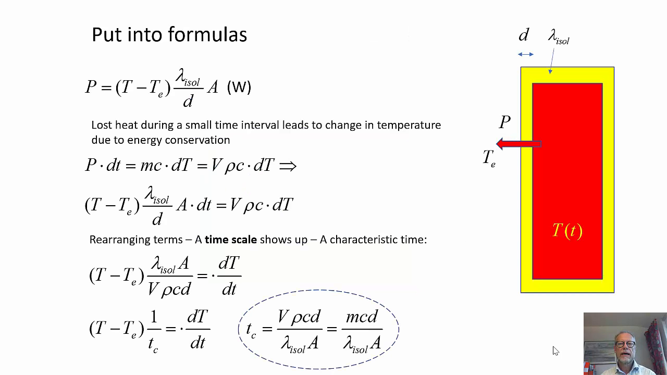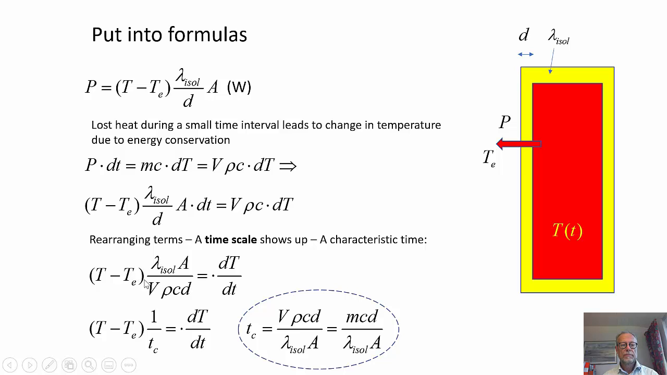Let's put it into formulas. P here symbolizes the heat loss from the body, and it is determined by the temperature difference, the lambda value, the thickness of insulation, and the exposed area. During a small time interval, dt, we lose a certain amount of heat energy, and that is coupled to the heat capacity and the change in the temperature, dT. We put these together in the equation here and change the order of the terms a bit. We get this term in front of the temperature difference.